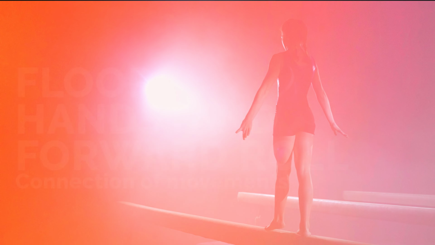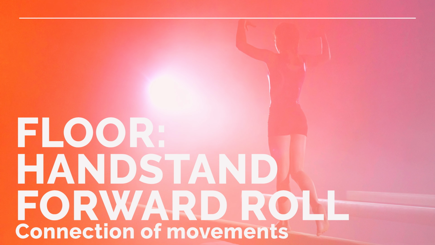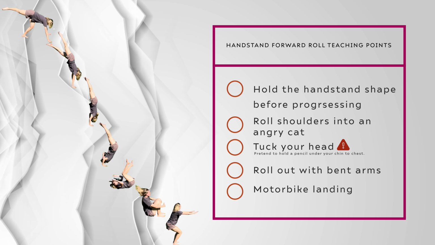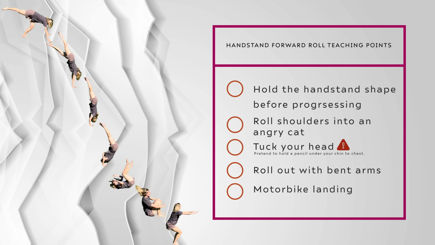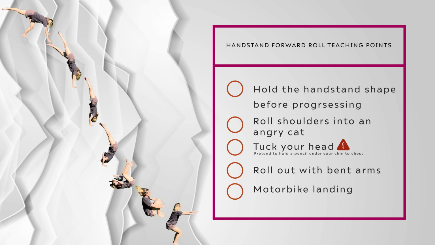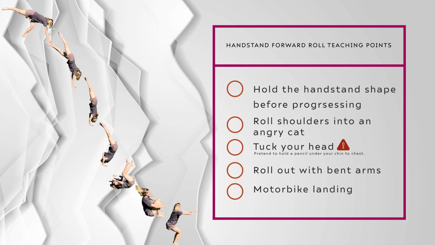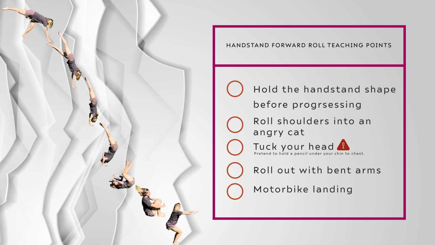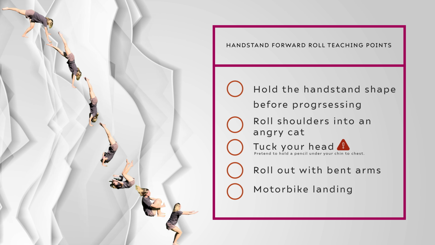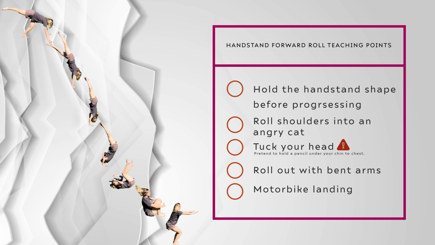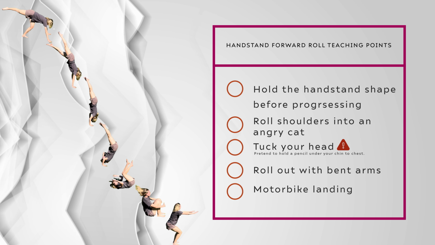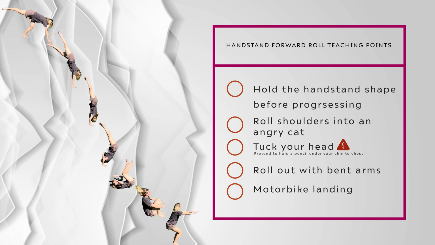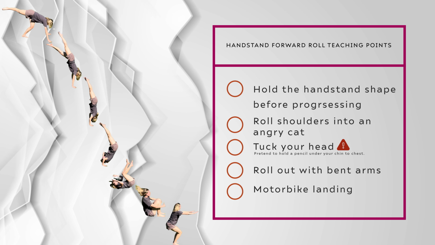The final section of this lesson combines the handstand and the forward roll to perform a handstand forward roll. As it's a combination of movements, the teaching points remain the same for a handstand and a forward roll, but students should know the additional teaching points, which is to hold the handstand shape before progressing into rolling the shoulders into an angry cat shape. This will enable students to roll over into the forward roll position. Students should continue to tuck their head to avoid injury, roll out of the tuck position with bent arms, and land in a motorbike landing.